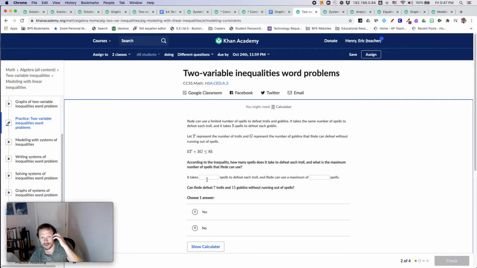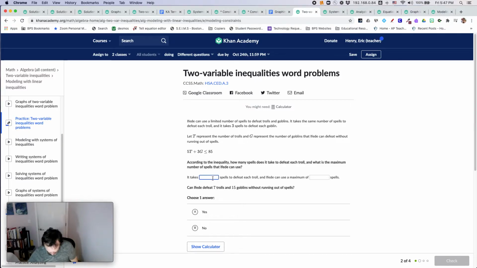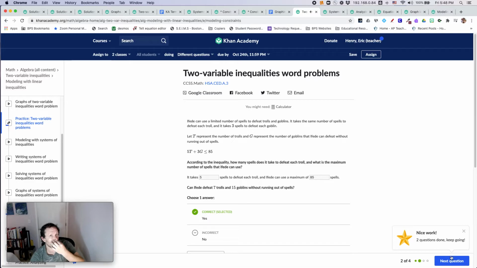At first I thought there wasn't quite enough information, but I changed my mind as I worked through it. Takes 5 spells to defeat each troll, and use a maximum of 85 spells. Can Ifede defeat 7 trolls and 15 goblins? Yes, he can. And we get our dingling.